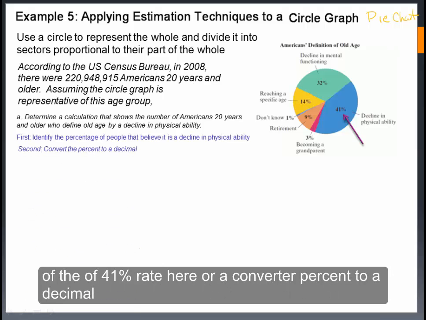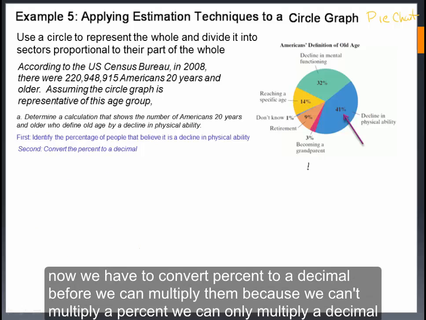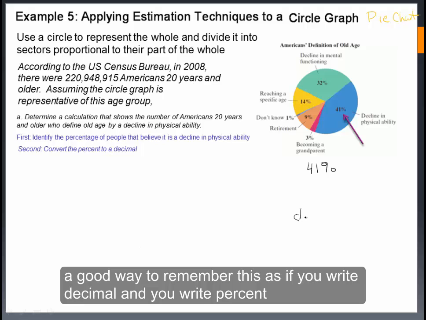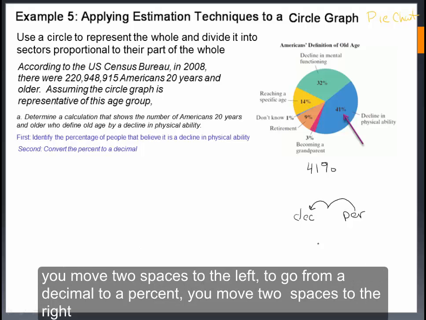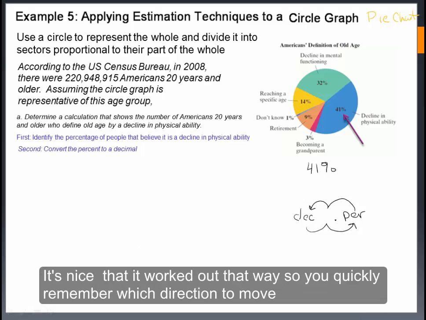We're going to convert the percent to a decimal. Now, we have to convert percents to a decimal before we can multiply them because we can't multiply a percent. We can only multiply a decimal. A good way to remember this is if you write decimal and percent alphabetically. To go from a percent to a decimal, you move 2 spaces to the left. To go from a decimal to a percent, you move 2 spaces to the right. It's nice that it worked out that way so that you can quickly remember which direction to move.